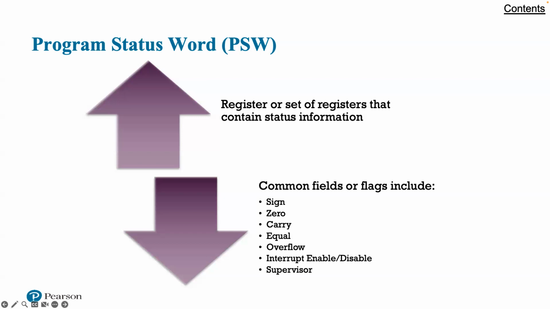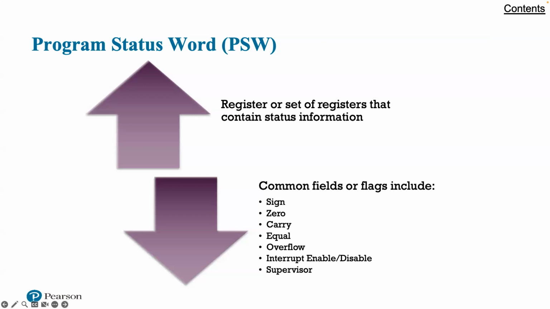Carry is set if the operation results in a carry, which would be the case for addition, or a borrow, which would be the case for subtraction, out of a higher order bit. It is used for multi-word arithmetic operations. Equal is set if a logical comparison results in equality. Overflow is used to indicate arithmetic overflow. Interrupt enable/disable is used to enable or disable interrupts. And finally, supervisor indicates whether the processor is executing in supervisor or user mode.